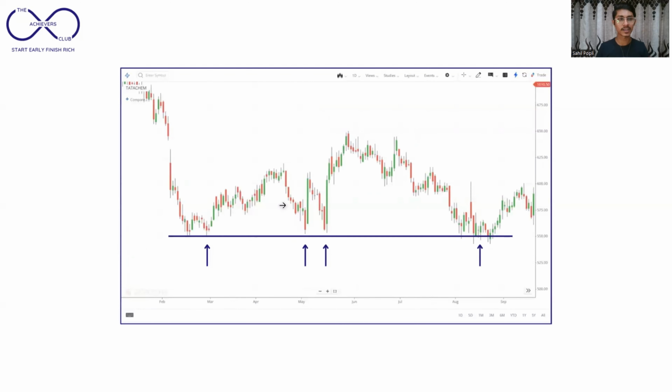Similarly, one more example, Tata Chemicals. At this point of time, it took support once, twice, thrice, and again at this point of time we got a low risk, high reward opportunity, and within a very low risk, we got very high reward within a couple of days.